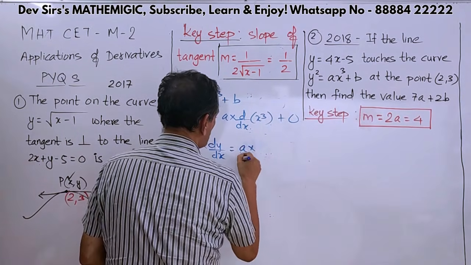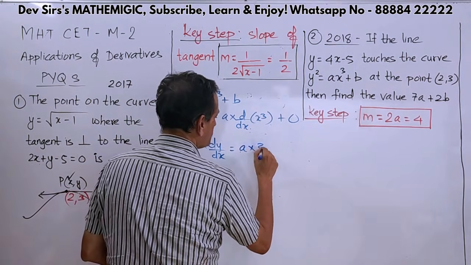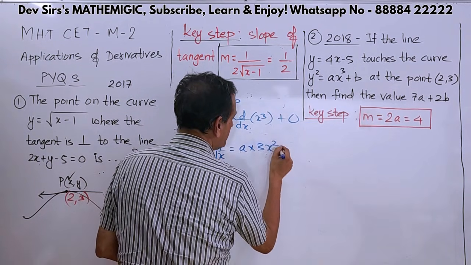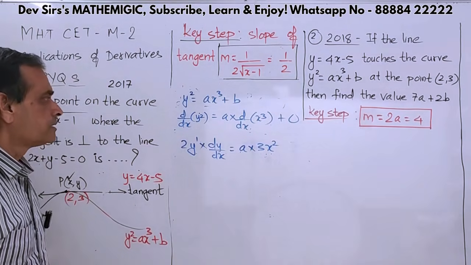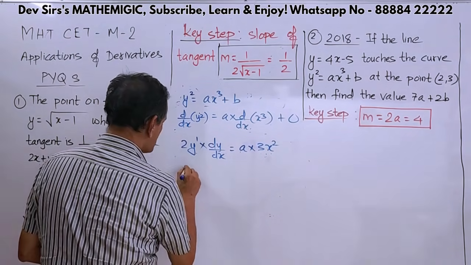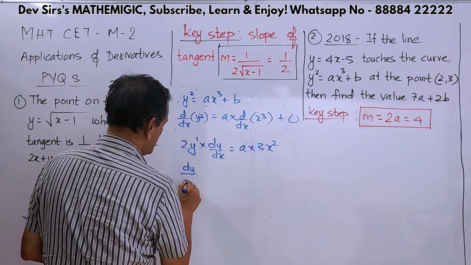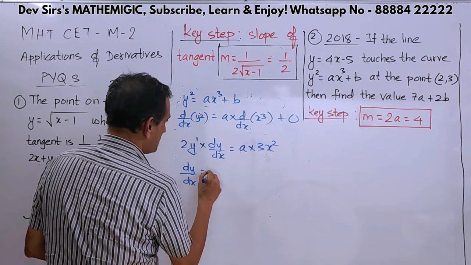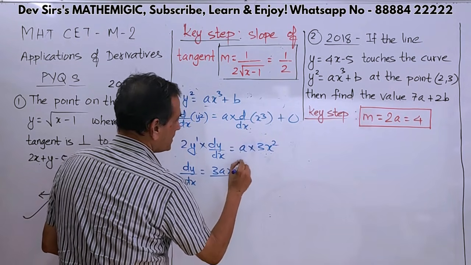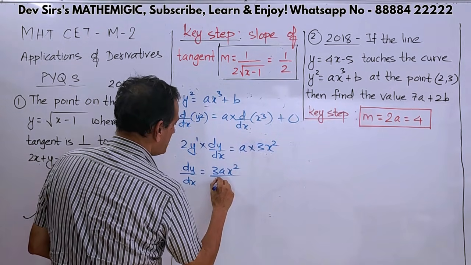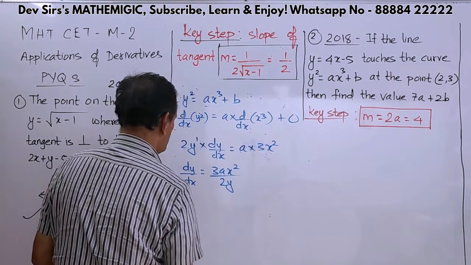A constant, keep it aside. Derivative of x cube is 3x squared into derivative of x, which is 1, which we don't write. So dy by dx equals (3ax squared upon 2y).